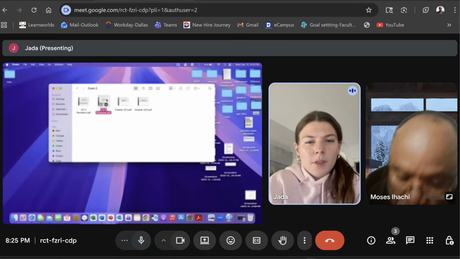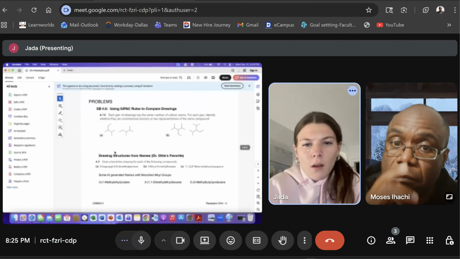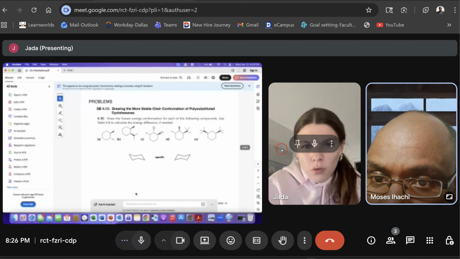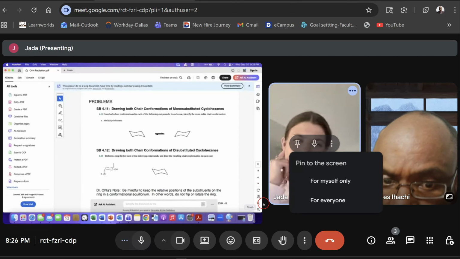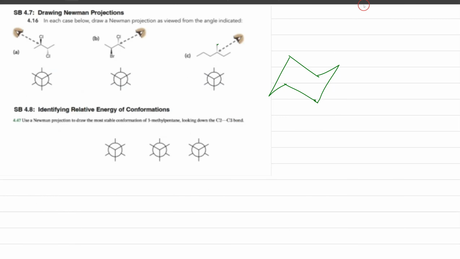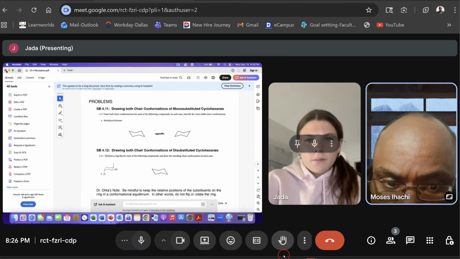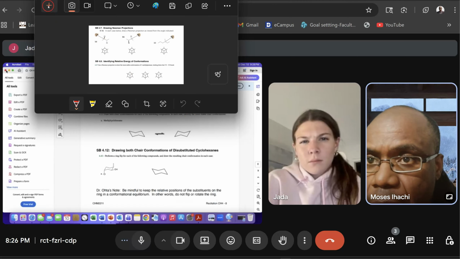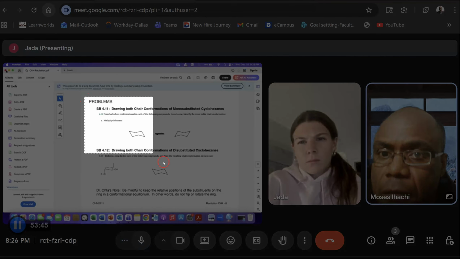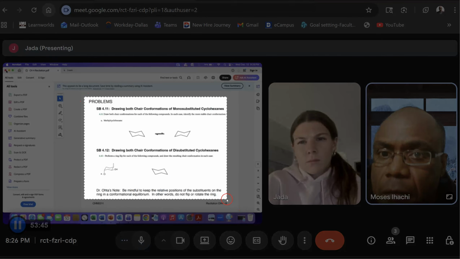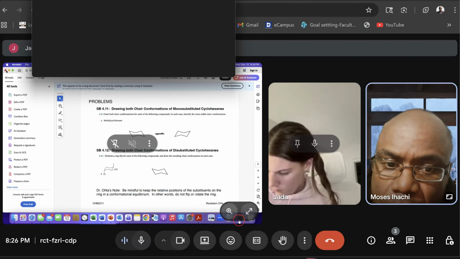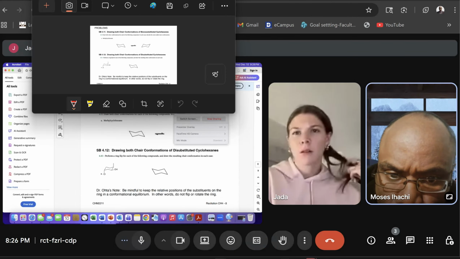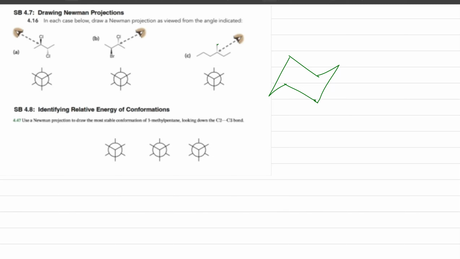Got it. Sorry. Let's see. Oh, sorry, this one. Like one of these two will work. Okay. Oops. Let's see. I need to screenshot that. You can unshare now. Okay. Let's see what you got.